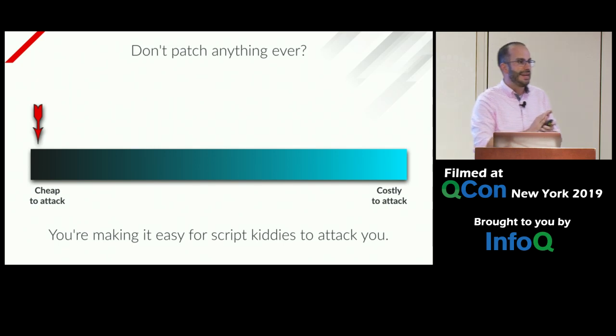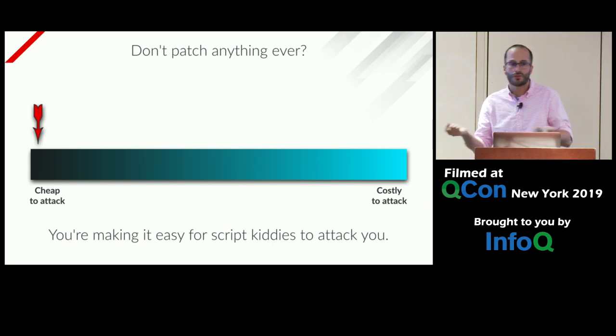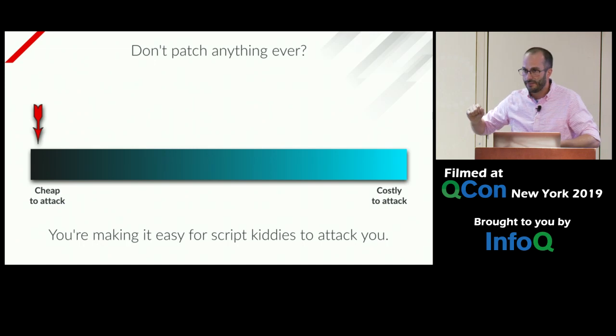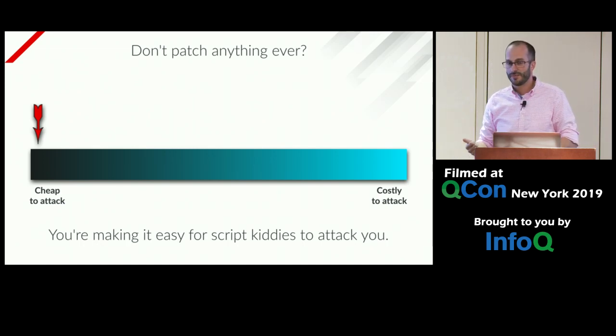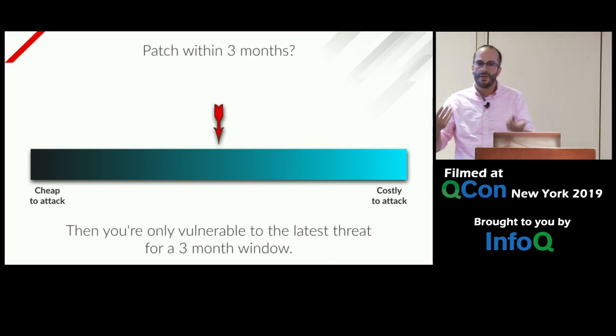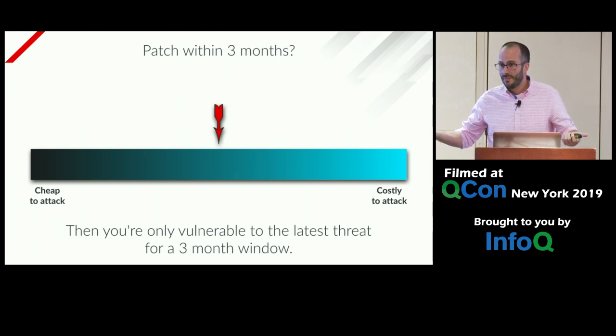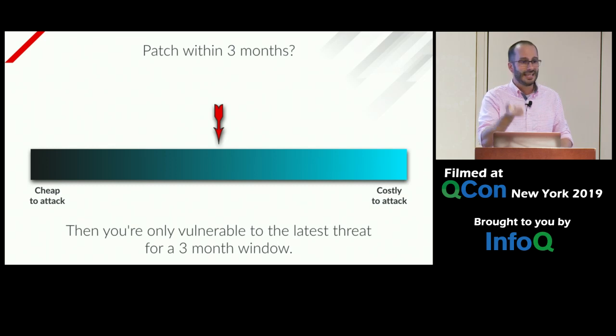So let's say you don't patch anything ever. What you've done is just make it trivially easy for script kiddies to attack you. You'll just take a scan of all the services you have, all the versions that are running. You look up all the known vulnerabilities for all those versions. You find all the known exploits for those vulnerabilities, and bam, you're done. So obviously that's not where you want to be, but you can have something like a policy of patching within 3 months. This is actually substantially better because it means that you are only vulnerable to the latest vulnerability and only for a window of 3 months.